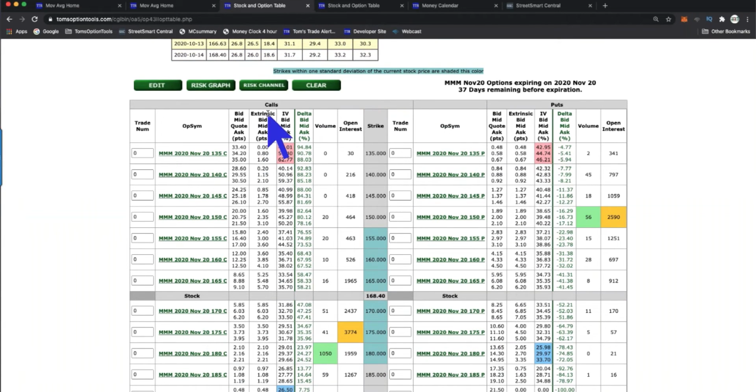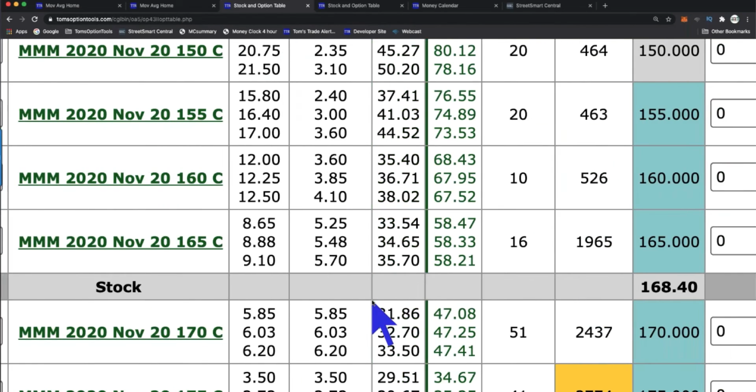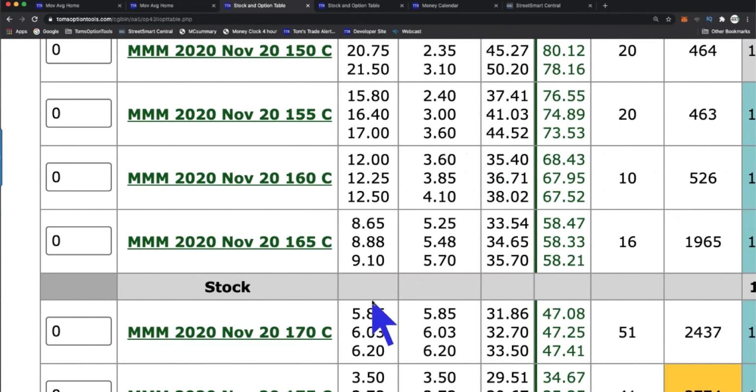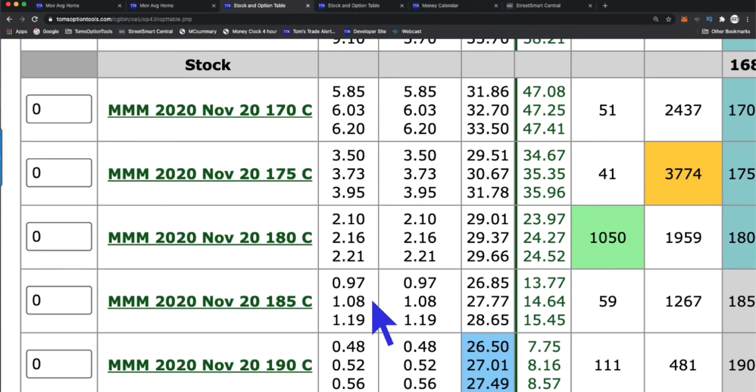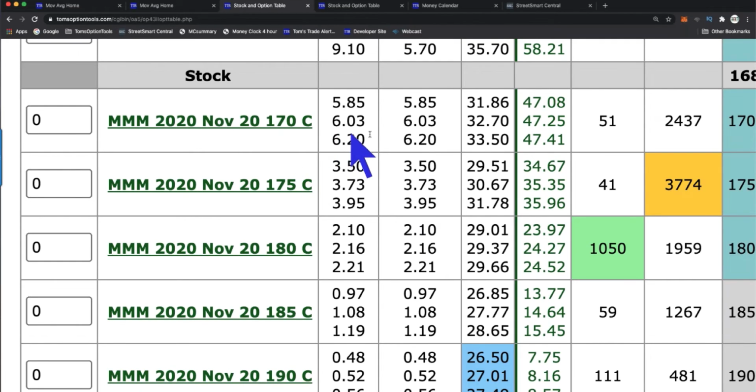I have calls on the left, I have puts on the right. Today's stock price close was 168.40. Let's take a look at the call options. So what I see here is I've got 3M 170 calls. I've got 175s, 180s, 185s, 190s, etc.